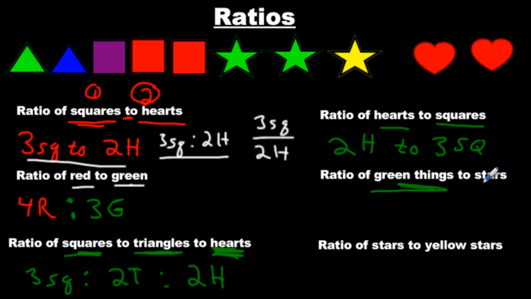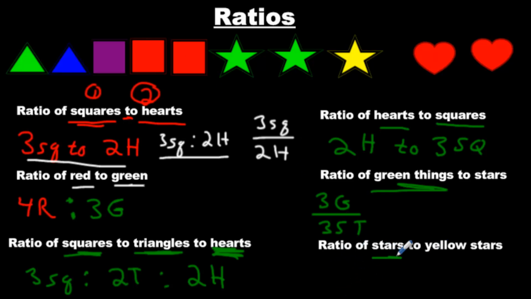Green things to stars. So I have 3 green things. I'll write 3 green. And how many stars? I have 3 stars. And actually some of those stars are green, so they're going to fit in the top group. But if I count all the stars by themselves, I have 3 stars, then I'll put all of them here on the bottom and I'll put the green things on the top. So I'll keep it separate.